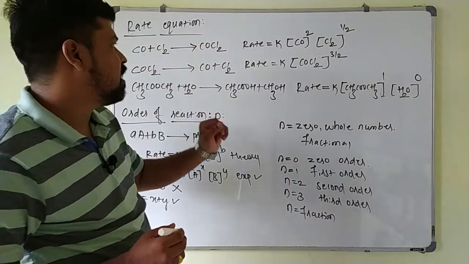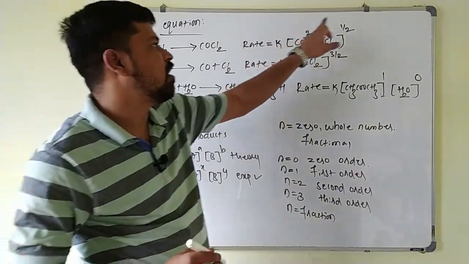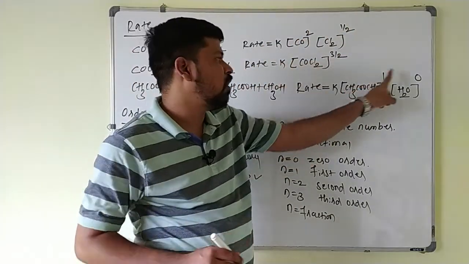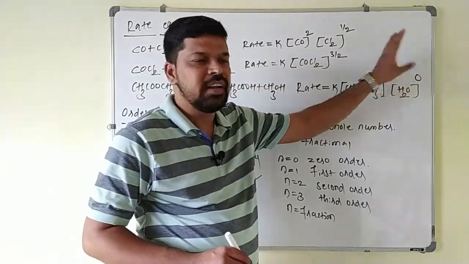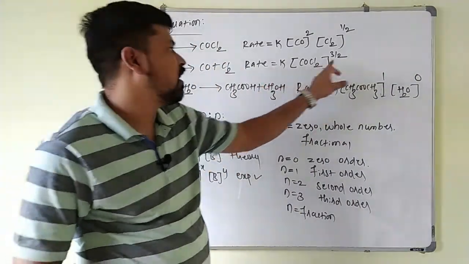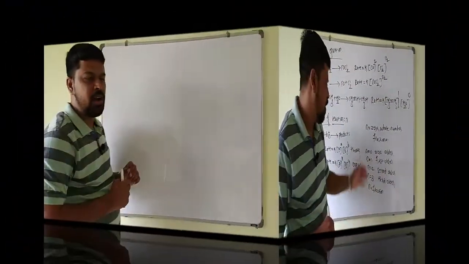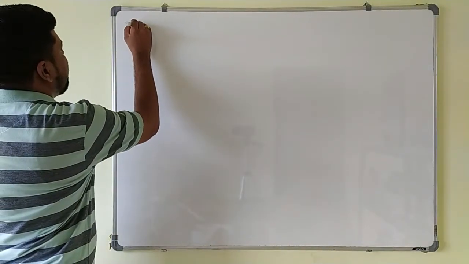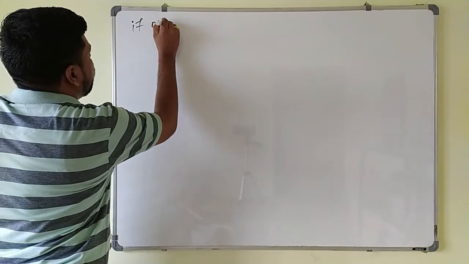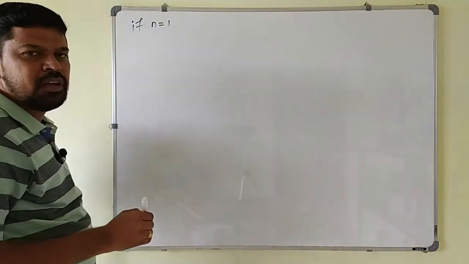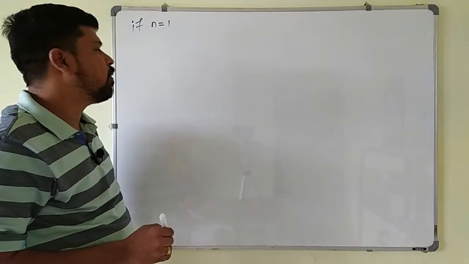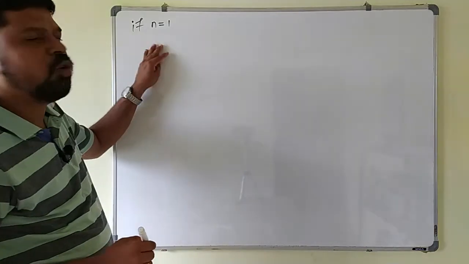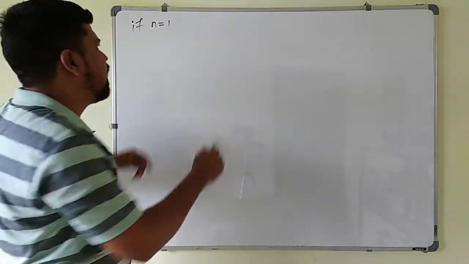These are also some of the examples. Here this is a fractional order reaction, and this total sum will be equal to what? 1. It is a first order reaction, and here it is again a fractional order reaction. So now I will write some examples for first order reaction. If n value is equal to 1, the sum of powers of concentration terms in the experimentally determined rate equation is equal to 1, then it is called a first order reaction.